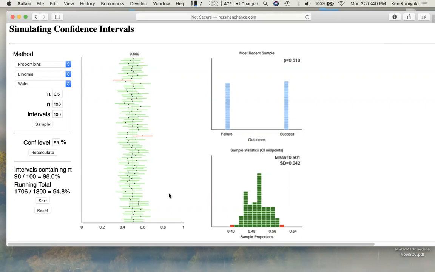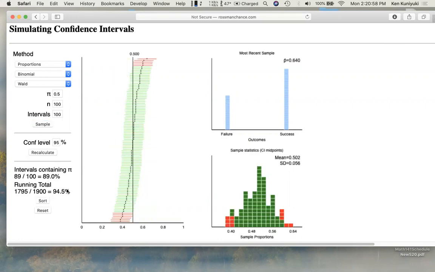Leaving this simulation here, also bear in mind that we can sort these. So these are the most recent 100. We could sort these by their sample proportions. We can see the bad ones at the top and at the bottom, in fact. Right. We could do it again. Sample, sort. We have a bunch of bad ones here on top, a bunch of bad ones on the bottom here.